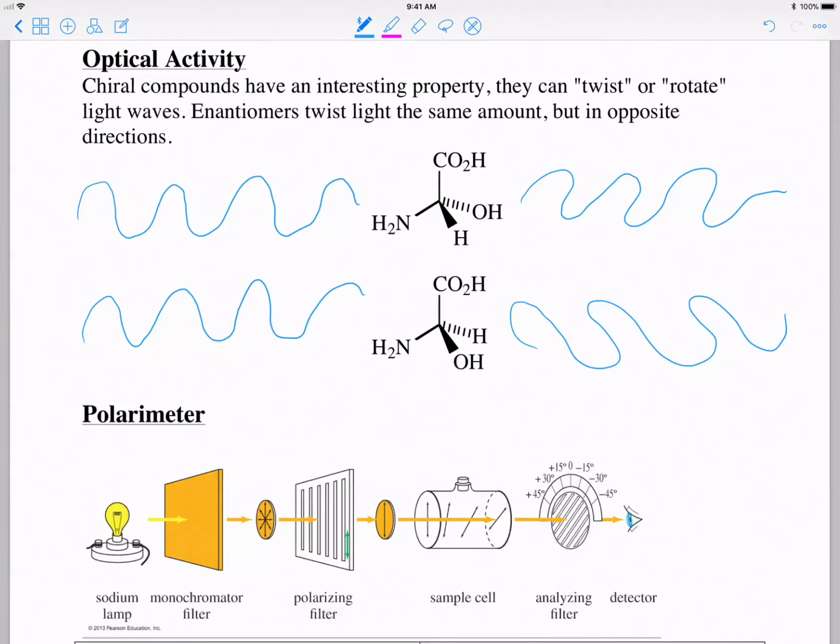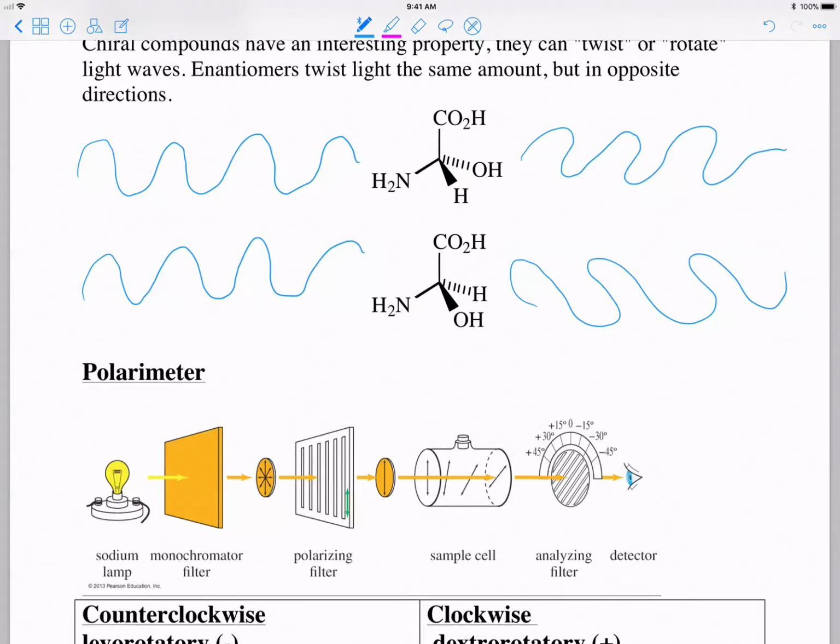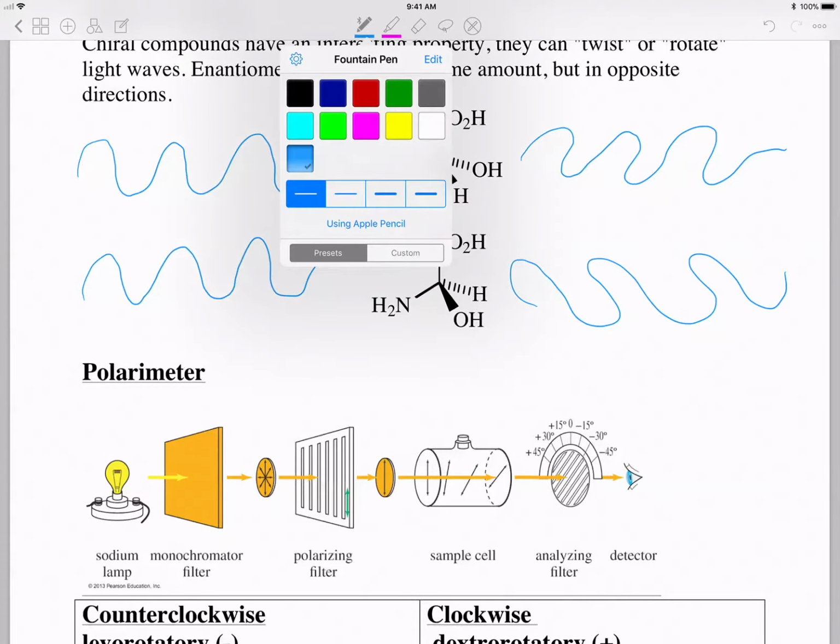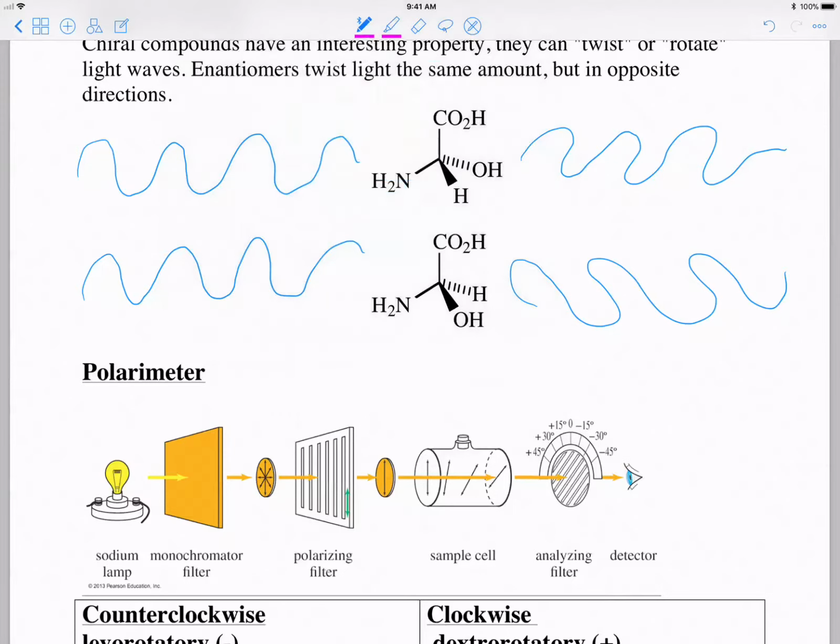This can be measured in a polarimeter. If we take a consistent light source, a sodium lamp, and pass it through a filter that knocks out all of the wavelengths but one, and then pass it through a polarizing filter that knocks out all of the directions of light except for one direction, like we showed above. Then you pass it through a sample container.